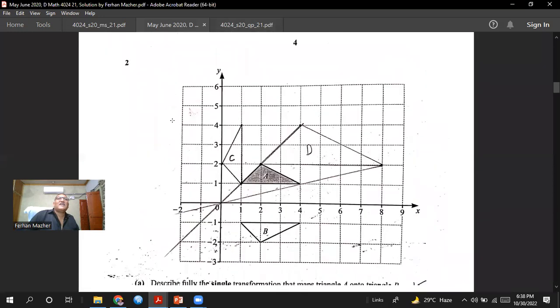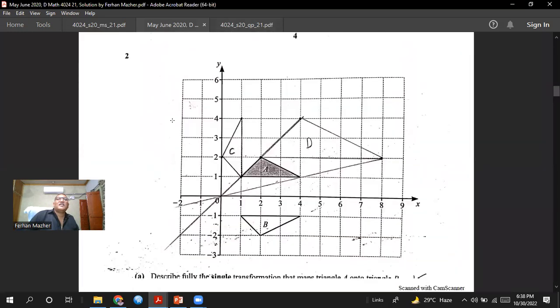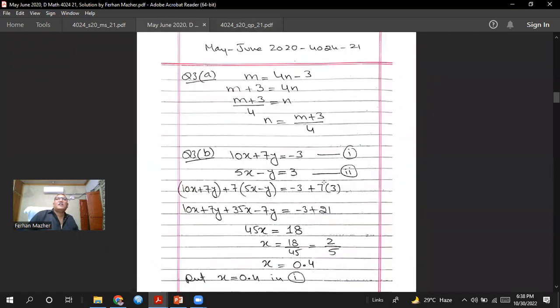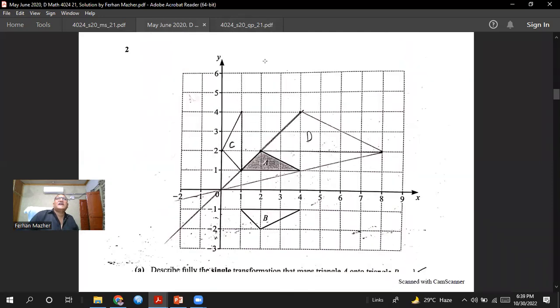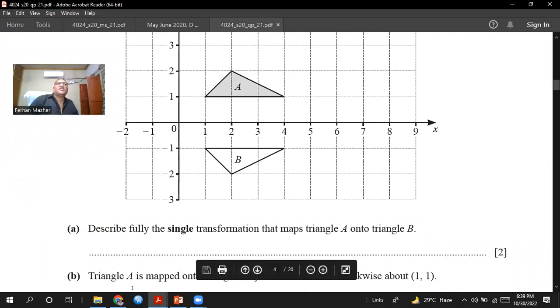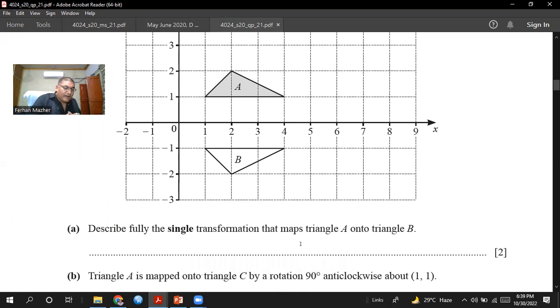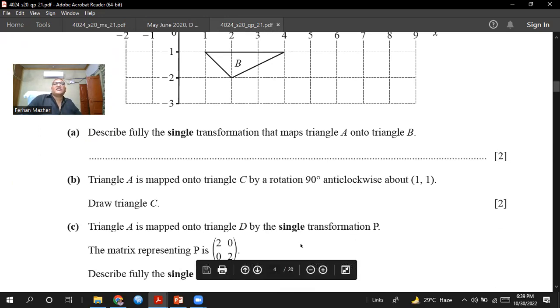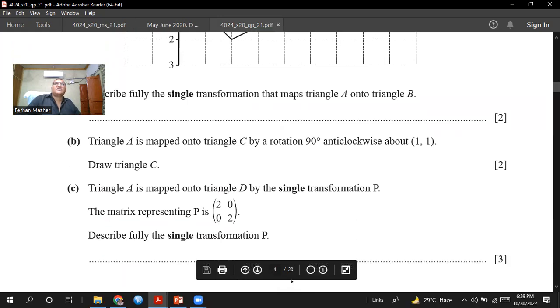So, where is our answer? Okay. So describe fully, this is the line of reflection. I think you can write here, it's the reflection in the line y equals 0, or you can say it's a reflection in the x-axis.